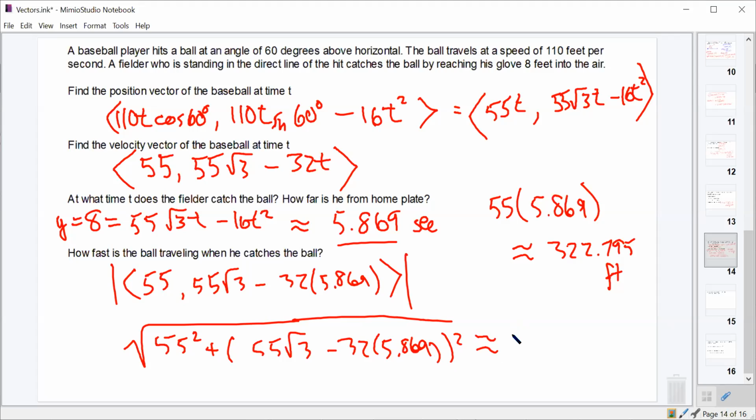$107.655 sounds good. I'm not sure about 63 or 55. 107 sounds pretty good. Anybody else get that 107? Yeah, a couple people with the 107. That sounds good to me. 107.655 feet per second.